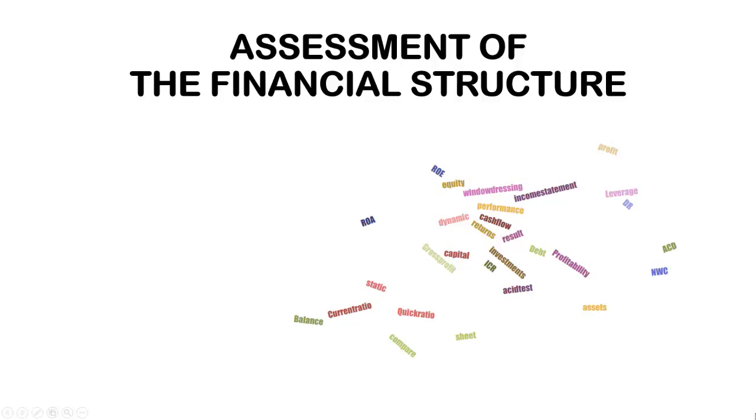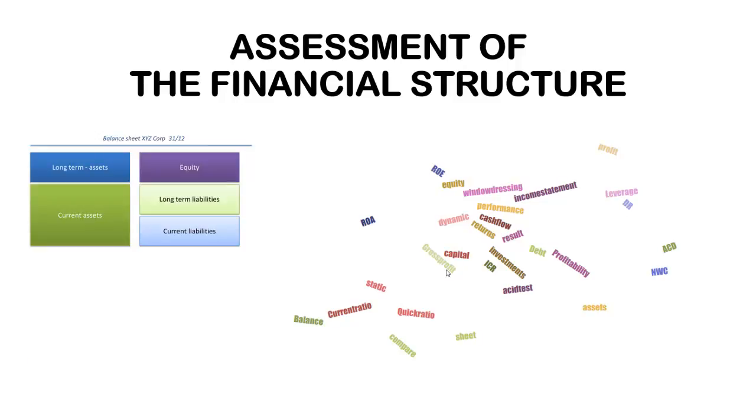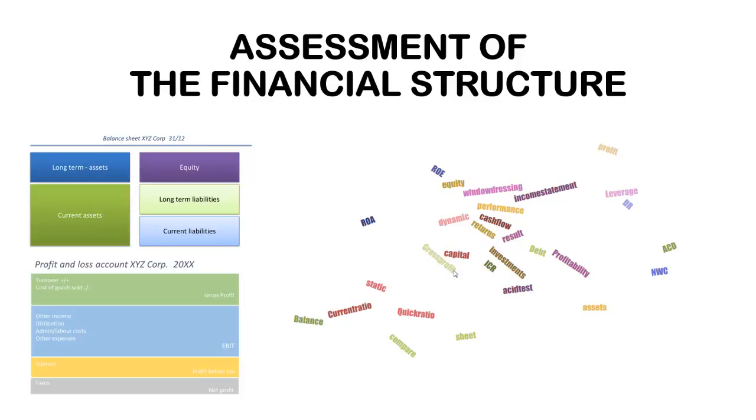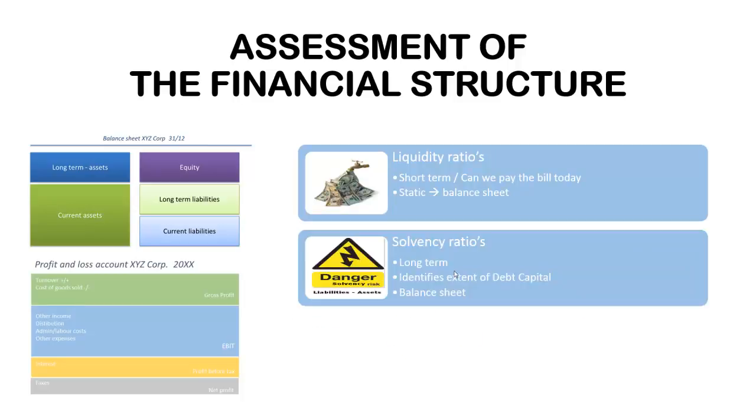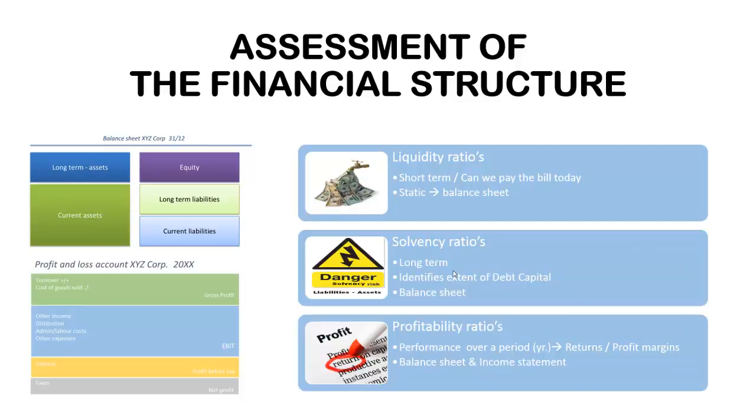Welcome to my webcast where we will assess the financial structure by applying ratio analysis. Based on the balance sheet and the profit and loss account, we'll discuss how to calculate liquidity ratios, solvency ratios and profitability ratios. Secondly, we'll look at the results and how to interpret them. So, what do the ratios say about the performance of the company?